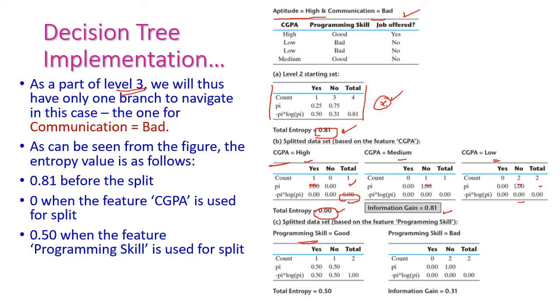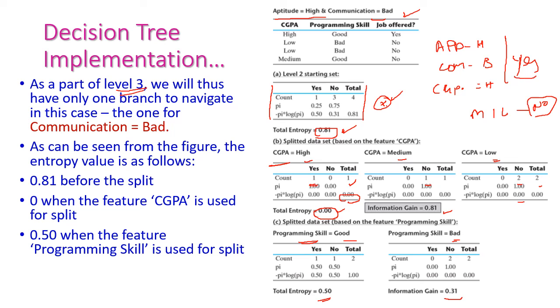Likewise, we need to compute programming skill good and programming skill bad. Here the entropy is 0.5 and the information gain is 0.31. So with these two, CGPA has the highest information gain. That means if aptitude is high and communication is bad and CGPA equal to high, the job is offered, yes. If CGPA is medium or low, then no job is offered. We can declare this directly.